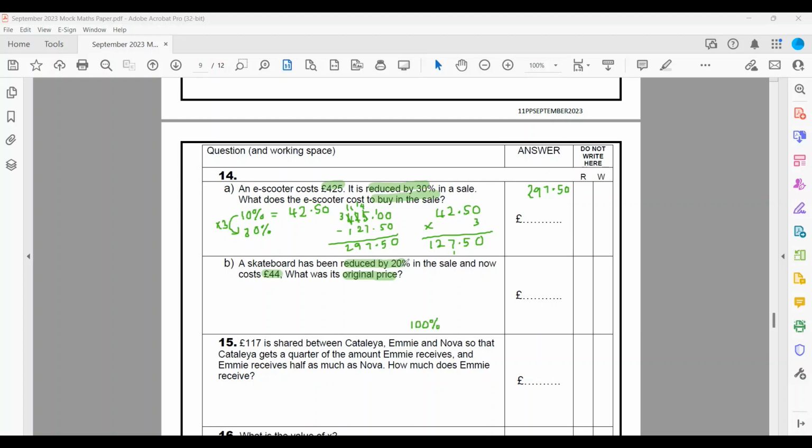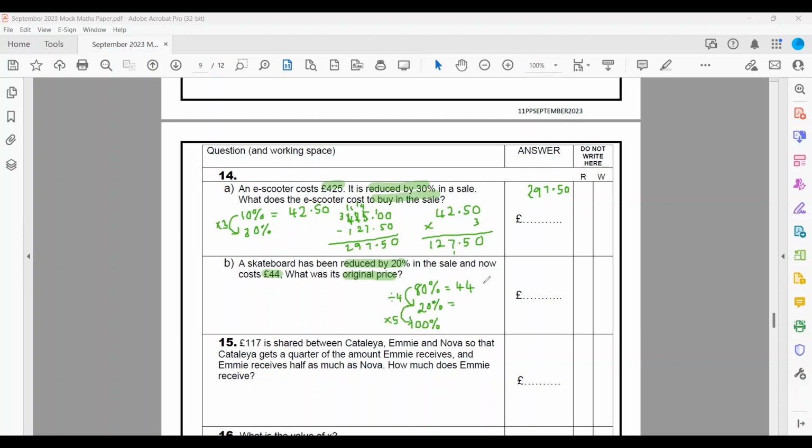If we've reduced by 20%, we've taken 20% away. So, we've been left with 80%. And we know that that 80% is equal to £44. The highest common factor of 80 and 100 is 20%, so we'll pop that in the middle. And to go from 80 to 20, we have divided by 4. And to go from 20 to 100, we have times by 5.